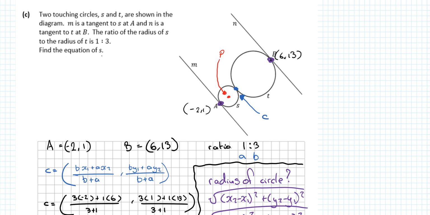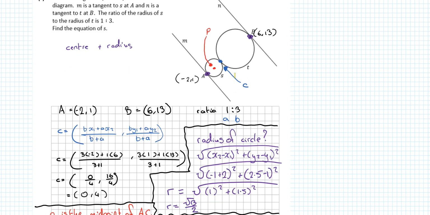Find the equation of S. Okay, so that's this circle here. What do I need to find the equation of a circle? I need the center and I need the radius. So first of all, I want to find this point C that I have labeled, okay?